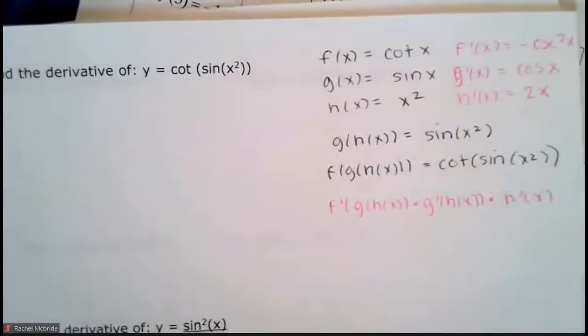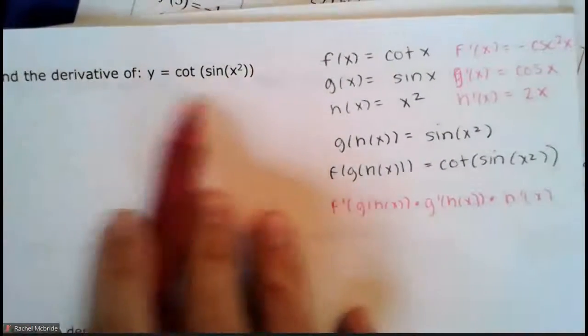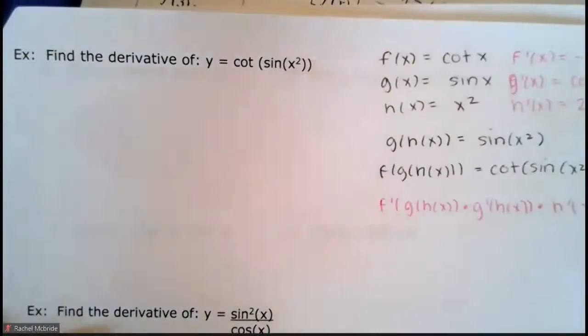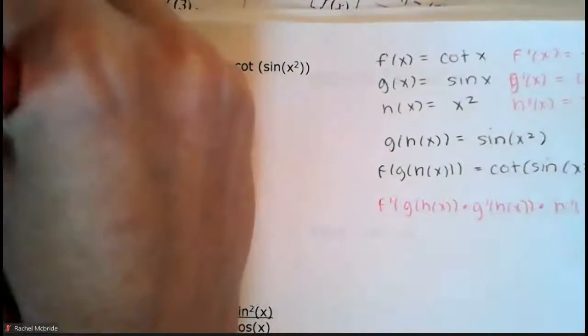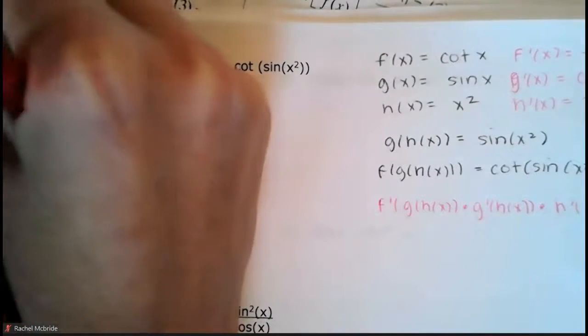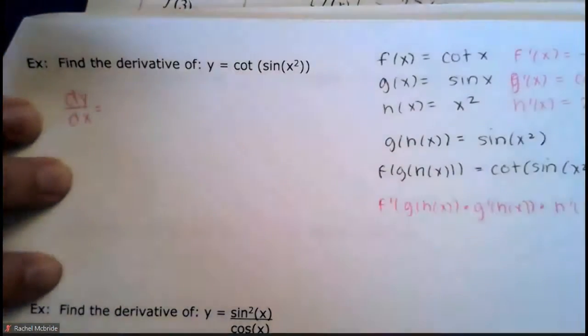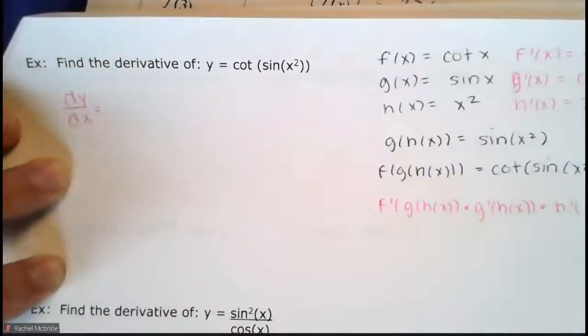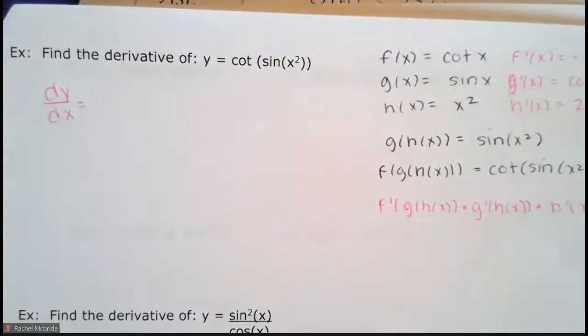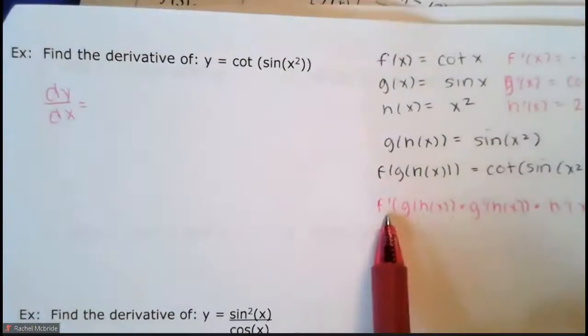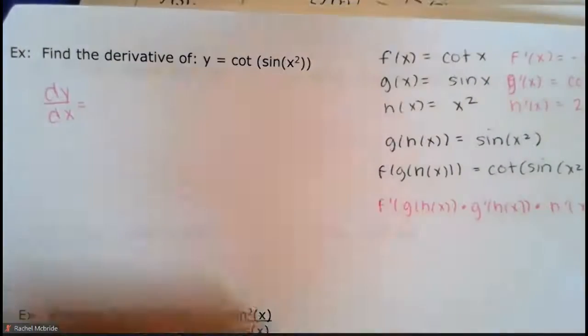So let's go ahead and find that derivative of y. So the derivative of y is dy/dx. We always want to write it as our derivative, or you could write y prime, but make sure that you show that that's the derivative. So dy/dx equals the derivative of cotangent, because that's my f, so it's f prime, so negative cosecant squared.